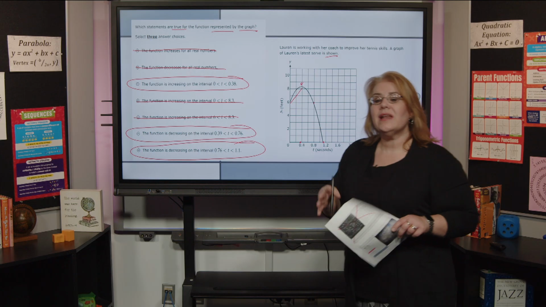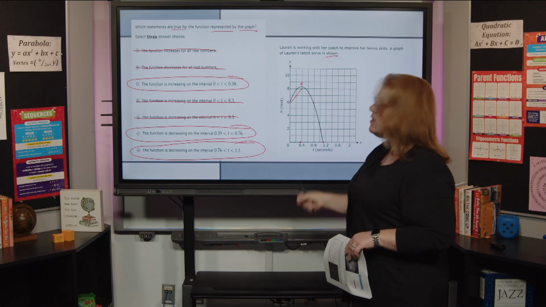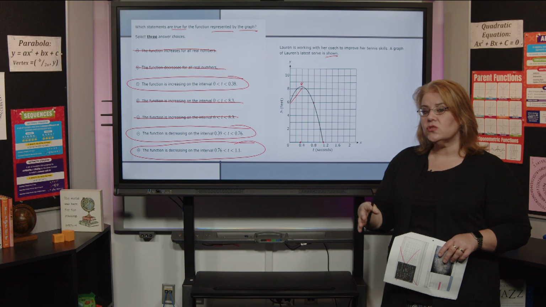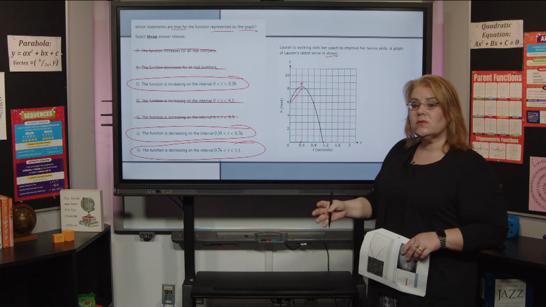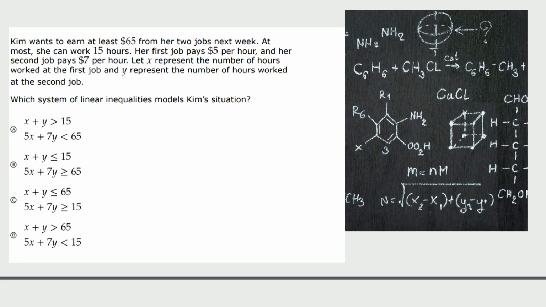So sometimes you're going to have questions that have more than 1 or 2 answers. So you always want to make sure that you're going through all of your answer choices, making sure that it does represent what you're seeing in your graph. Good job. Let's look at the next one.